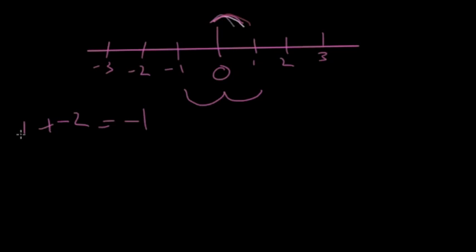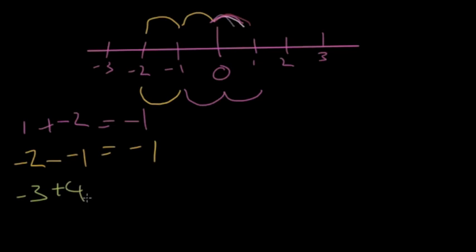Next, what about something like negative 2 minus negative 1? So negative 2, and then we take away negative 1. When we take away negative 1, it's the same as adding 1. So negative 1. And then another problem, what about minus 3 plus 4. So we go 1, 2, 3 plus 4. 1, 2, 3, 4 equals 1.